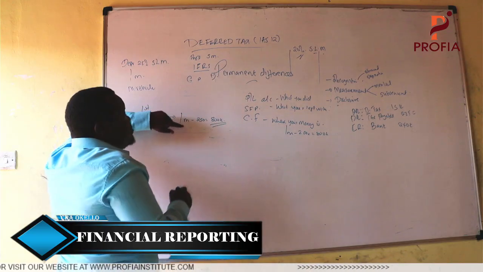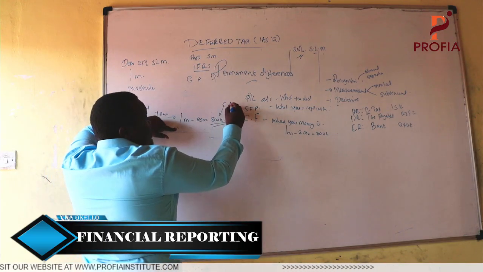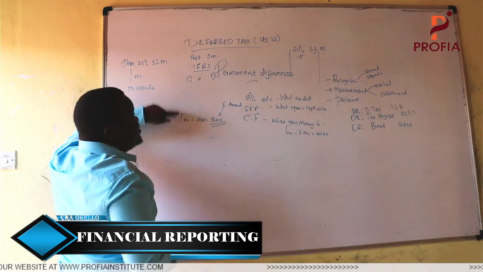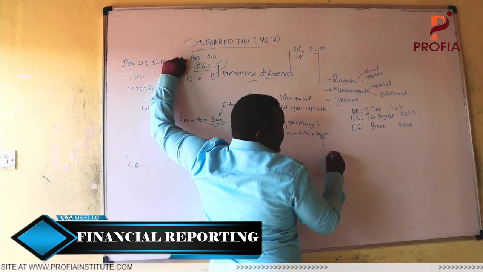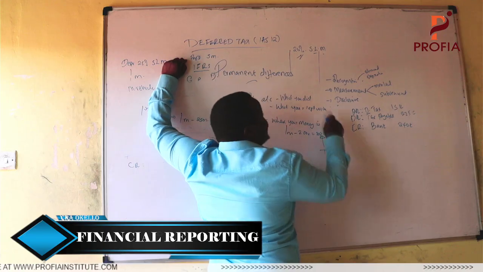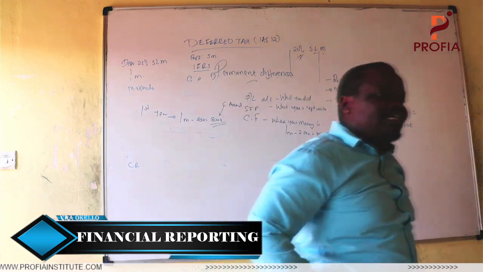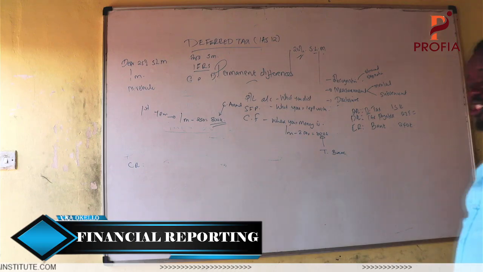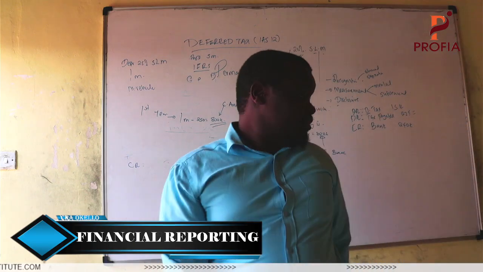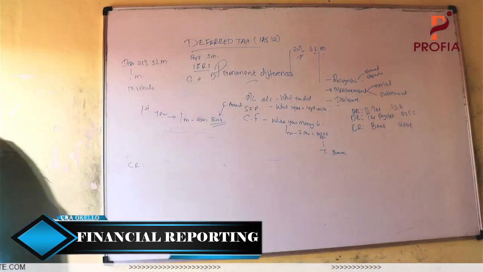I will call this one carrying amount. Why? Because I have used IFRS. I will call this one tax base. Why? Because I have used KRA. To show a difference, I have shown a small table to depict what you just said.